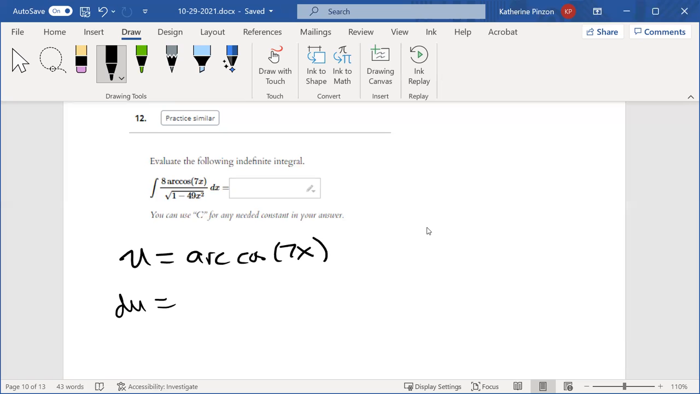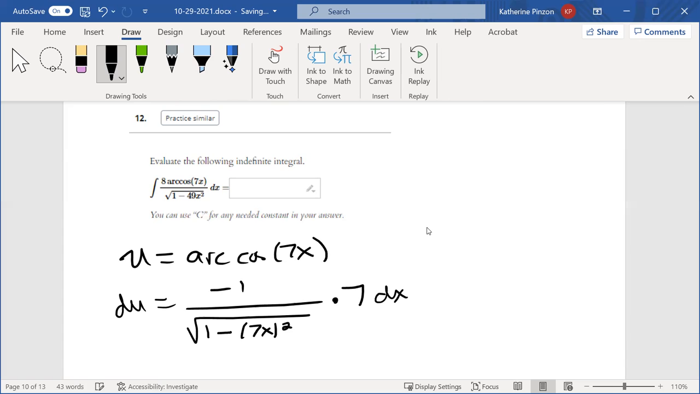We have to go back and remember the derivative of arc cosine. 1 over the square root of 1 minus. I think it's -1. Oh, yeah. -1 over the square root of 1 minus, not just x though, all of this stuff. Oh, so it's squared, right? So 7x squared times 7, because the derivative of the inside is 7 dx. Okay, let's rewrite this guy.